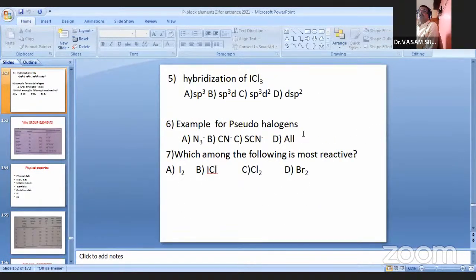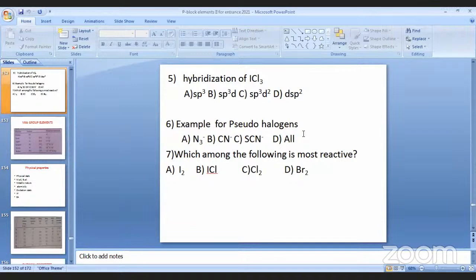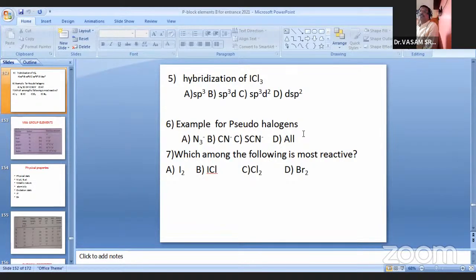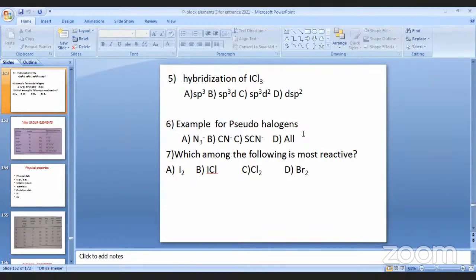Examples for pseudo halogens: N3 minus, CN minus, SCN minus, all the above. Which among the following is more reactive? I2, ICl, Cl2, Br2, and option E, none of the above. I2, sir. Cl2, sir.